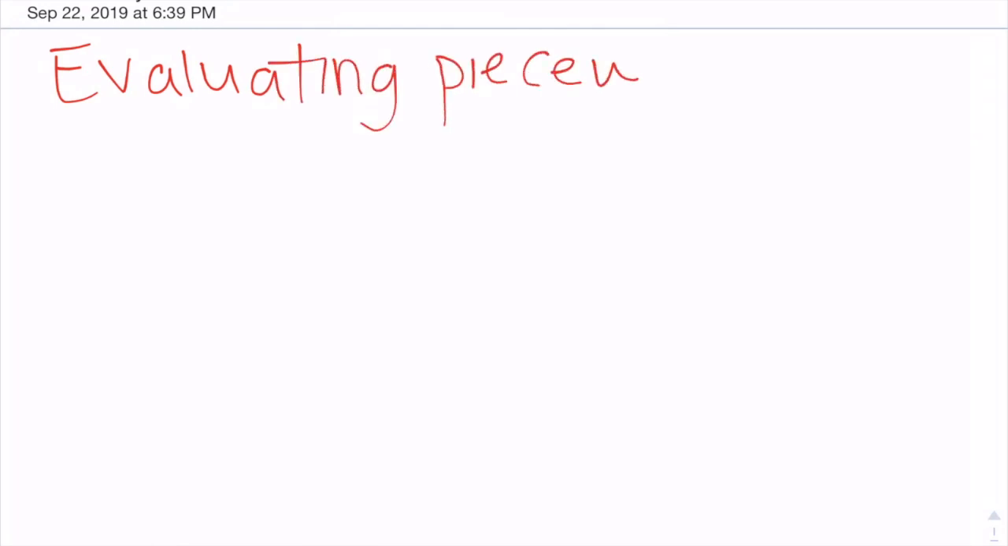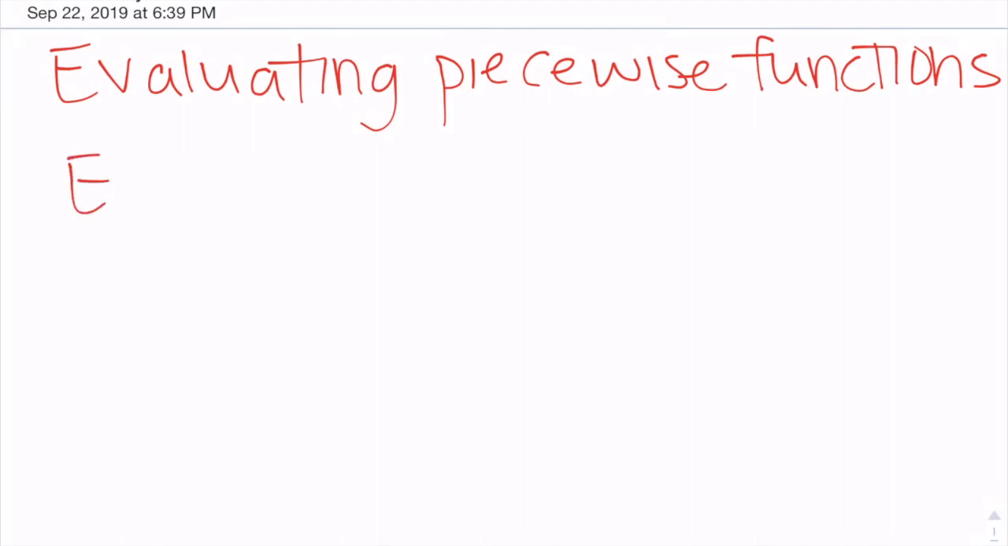Today we're going to talk about evaluating piecewise functions, graphing piecewise functions, and continuity of piecewise functions. So we're going to start by discussing evaluating piecewise functions. And so we're going to start off with an example.